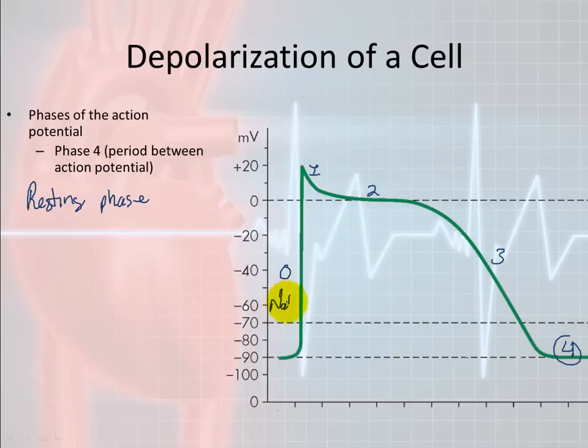In phase 0, your sodium rushes in. In phase 1, the sodium channels stop, but the calcium channels open. In phase 2, you have your calcium flowing in. And at the beginning of phase 3, you have the calcium channels closed, but the potassium channels open, and then potassium rushes out. When you get down here to phase 4, you have officially come back down to your resting potential.